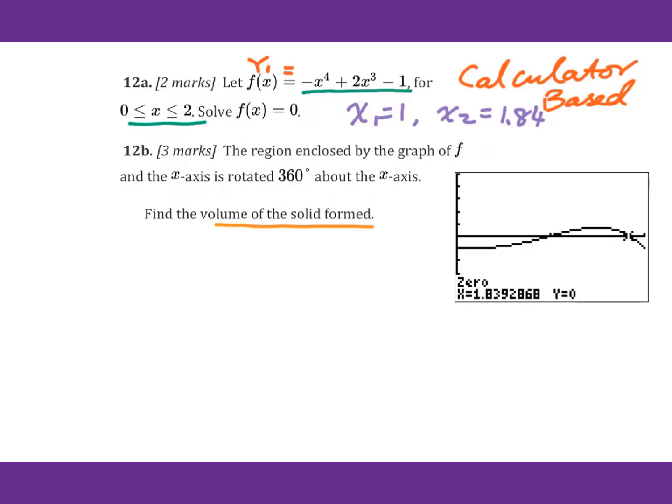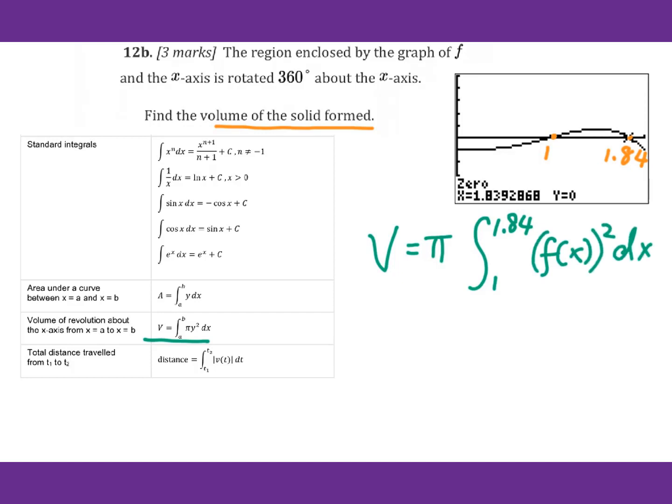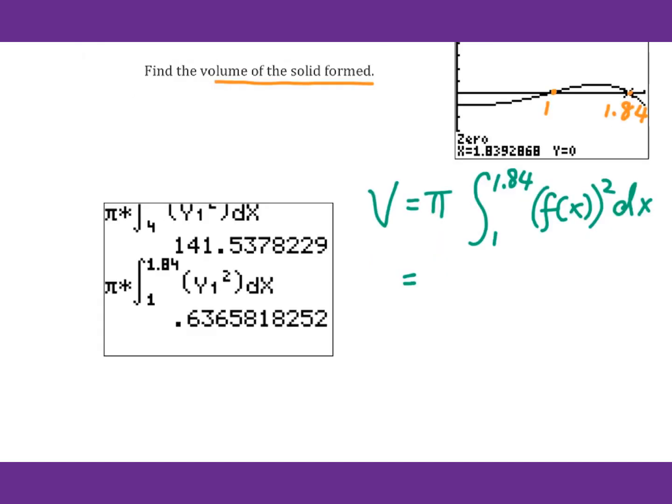For 12b, the region enclosed by the graph of f and the x-axis is rotated 360 degrees above the x-axis. Find the volume of the solid formed. We know this point is 1 and this point is 1.84. We have to use this formula: volume equals pi times the definite integral from 1 to 1.84 of f of x squared dx. You use the graphing calculator, put it in like this, and you will get 0.637.